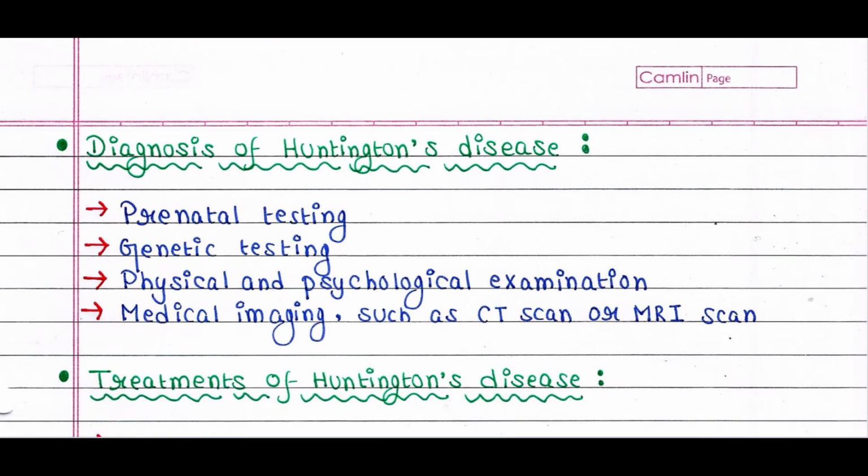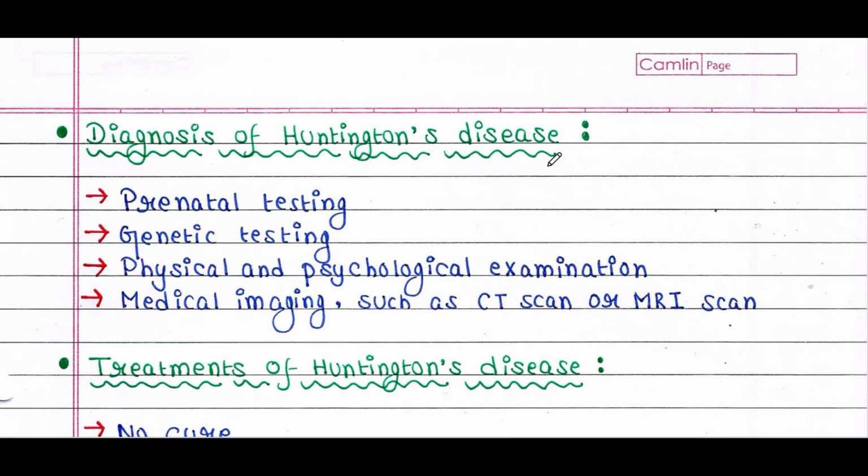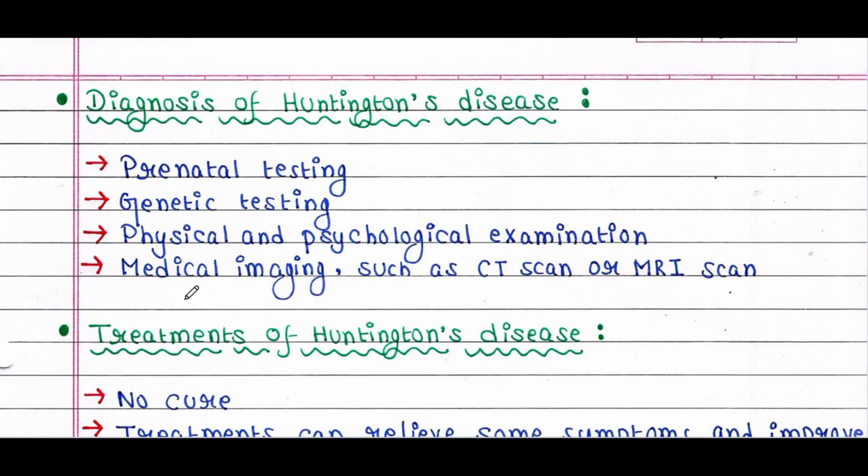Okay, let's see some diagnosis of Huntington's disease. First is prenatal testing. So amniocentesis can be performed for an embryo to know about the mutation. Genetic testing, physical and psychological examination, medical imaging such as CT scan or MRI scan.